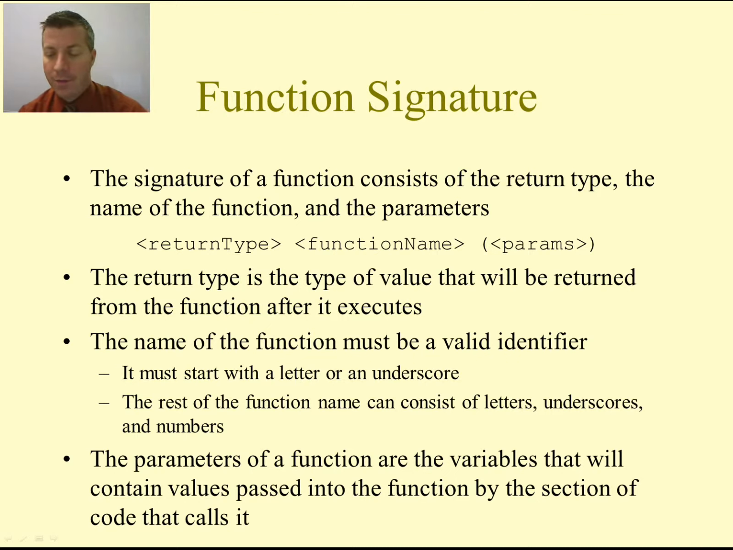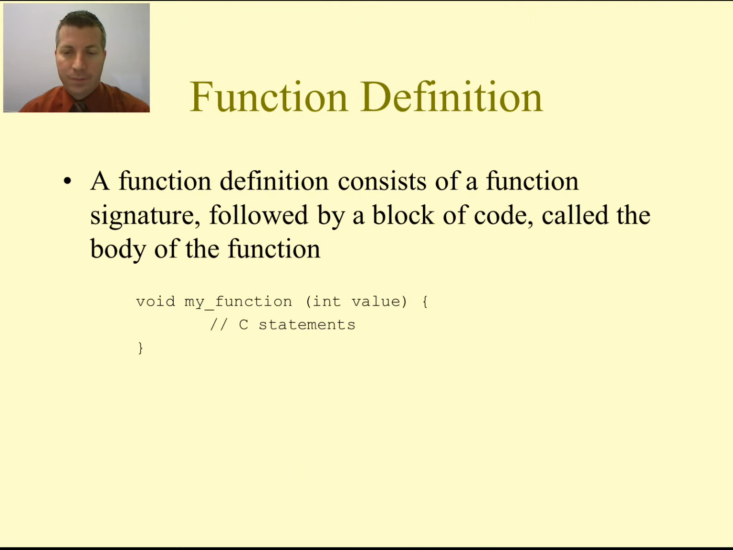The parameters of a function are the variables that we're passing into it. They have values that we're passing into the function that we can then use inside of the function, possibly because we don't have access to them outside of the function. So, a function definition consists of the function signature followed by a block of code, and that's the body of the function. We've talked about the body of functions before. The body of the main function is what's inside of the curly braces, the open curly brace, the closed curly brace, and we have our C statements that will exist inside of the body of our function.